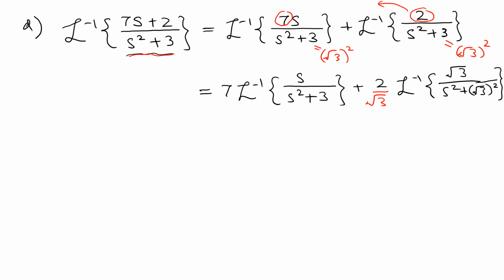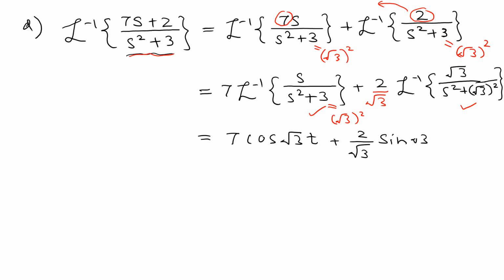And now we can see they're all going to match with the table. So from the table, now you can write like this. It is 7 times cosine square root 3t. That's the first one. Why square root 3? Because you write 3 as square root 3 squared. So that's where the square root 3 comes from. And for the second one, you can pull 2 over square root 3 as a fraction. And from the table, we can see you're going to get sine square root 3t. So that is the answer for this one.